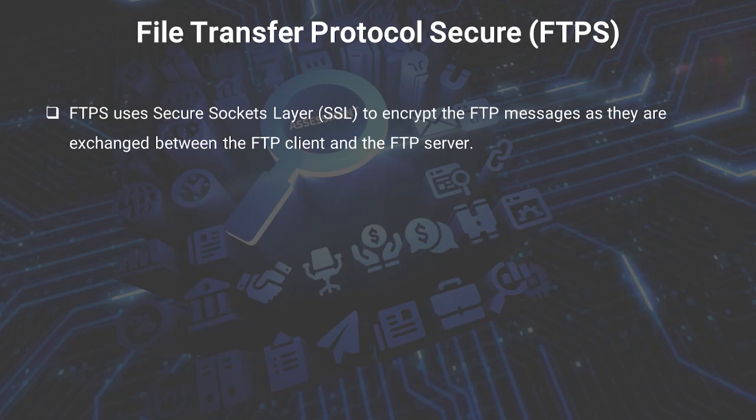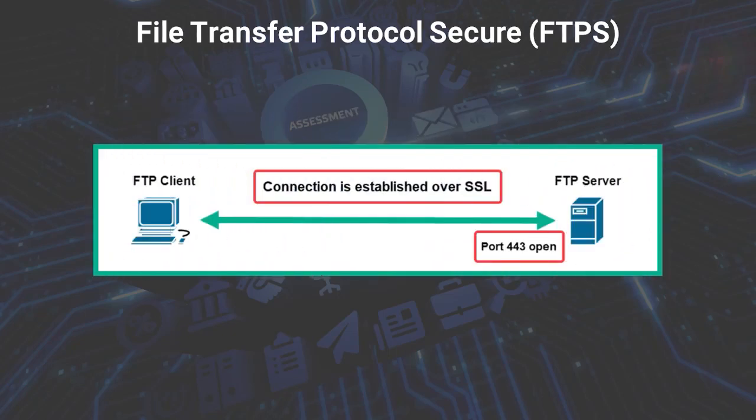There's another version of FTP, and this one is known as FTPS, or better known as File Transfer Protocol Secure. When using FTPS, this version uses Secure Sockets Layer, SSL, to provide data encryption for the FTP messages as they exchange between a client and the server. As shown in the diagram, we have the two devices, an FTP client and an FTP server. However, since FTPS uses SSL, then port 443 will be open on the server device.